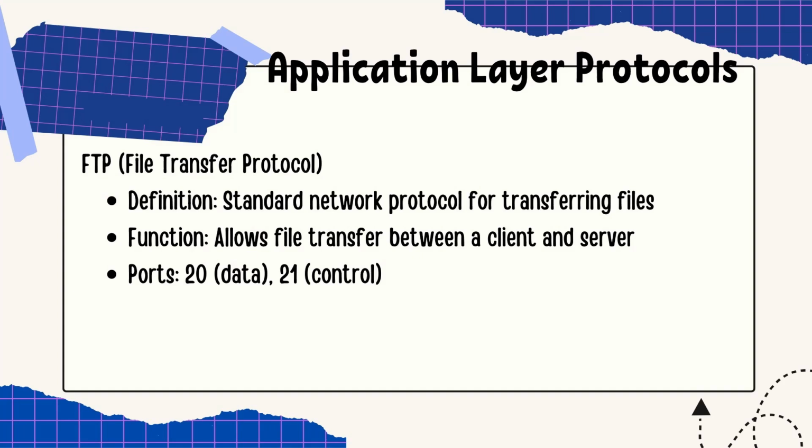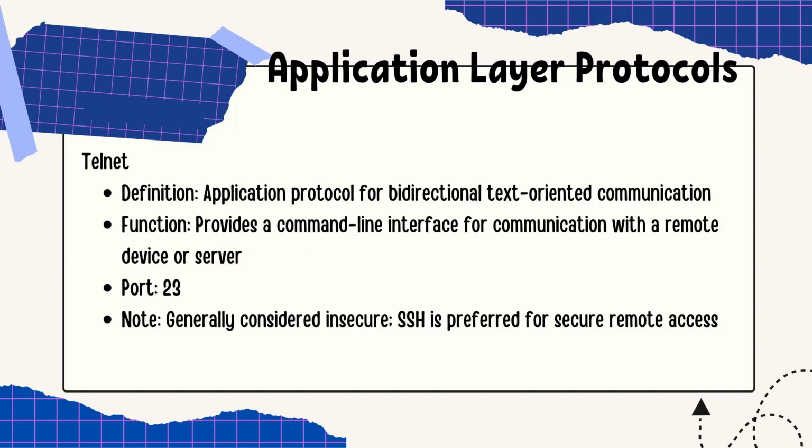FTP, File Transfer Protocol, is used for transferring files between a client and server. It uses separate ports for control, 21, and data, 20, connections. Telnet provides a command line interface for communication with remote devices using port 23. However, Telnet is considered insecure, and SSH is generally preferred for remote access.